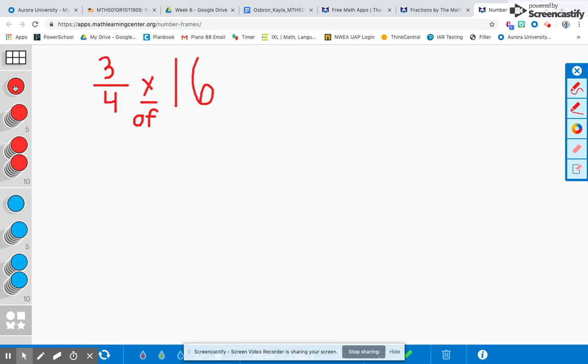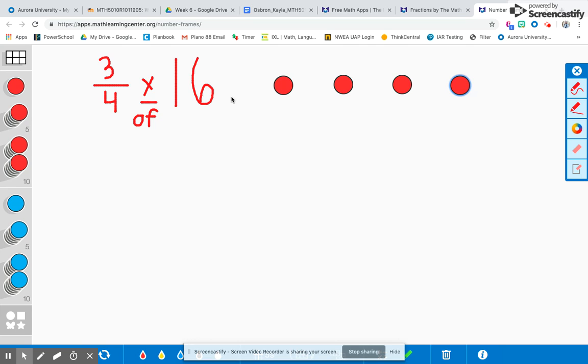So that means I am going to be using 16 counters. But I'm not just going to randomly lay these counters out. I'm going to use my fraction to help me. So my fraction is telling me to make my counters in groups of 4. That's my denominator. That's how many groups I have. So I am going to lay out 4 counters for my 4 groups.